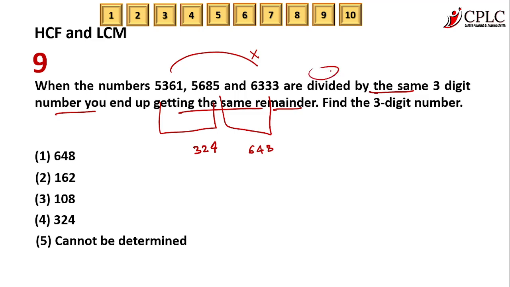Let's say if there had been a fourth number, we would have taken the difference of that as well, and so on and so forth, basically. So we have to take the difference between the consecutive numbers only.